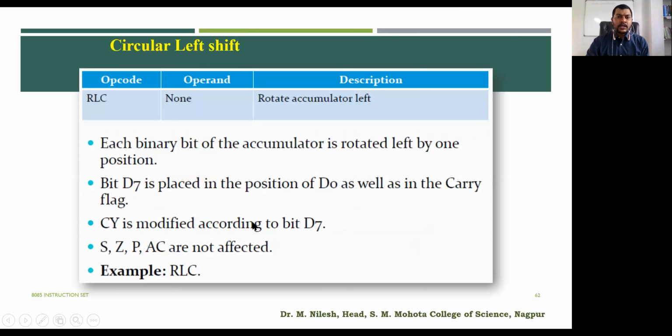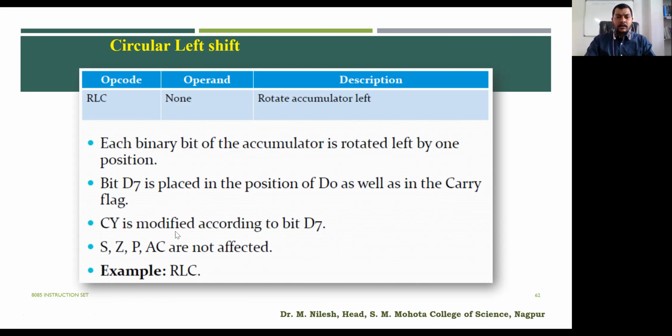Then we have circular left shift, meaning RLC. Now without carry, not like the earlier one. इसमें हम लोगों ने क्या किया, कैरी के थ्रू रोटेट करने के लिए बोला. अभी हम लोग विदाउट कैरी रोटेट कर रहे हैं, राइट. So bit D7 is placed in the position of D0 as well as in the carry. अब कैरी में वो D7 बिट जाएगा, पर कैरी का D0 बिट पर नहीं आएगा. तो हम लोग ये RLC वाला इंस्ट्रक्शन यूज करते जाएंगे.